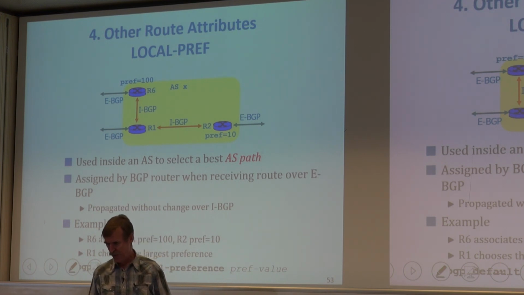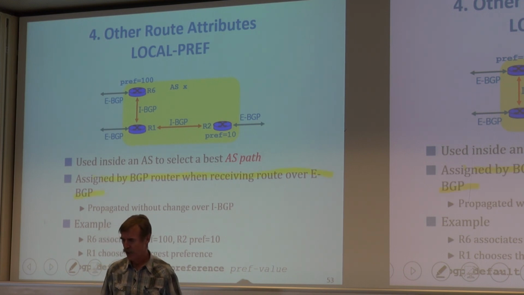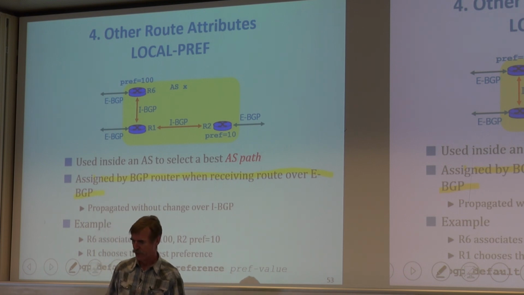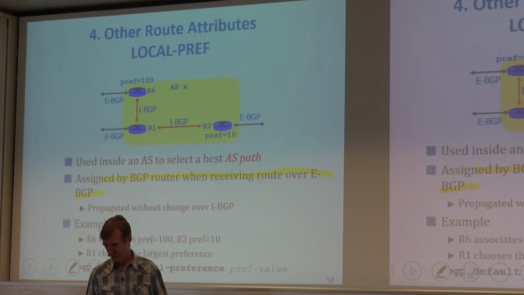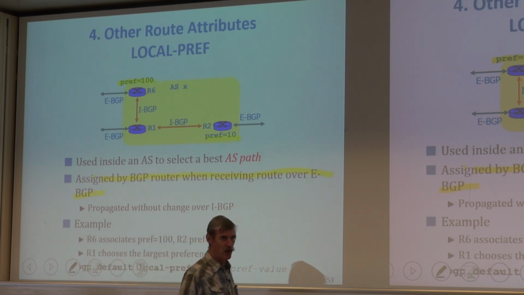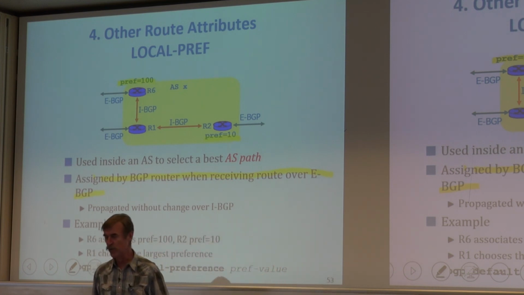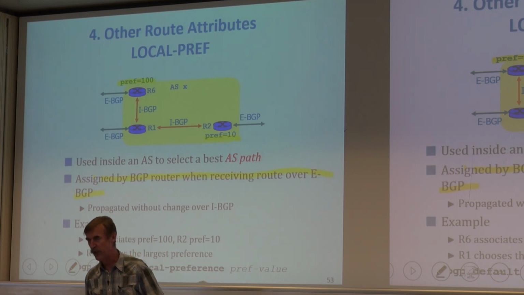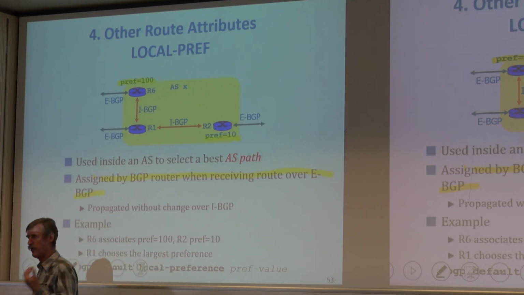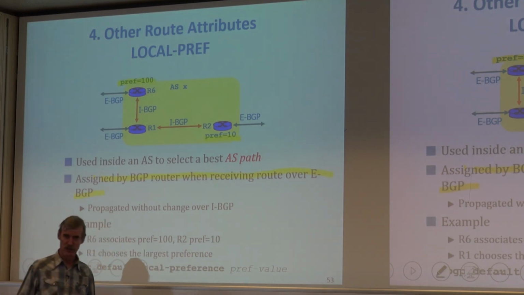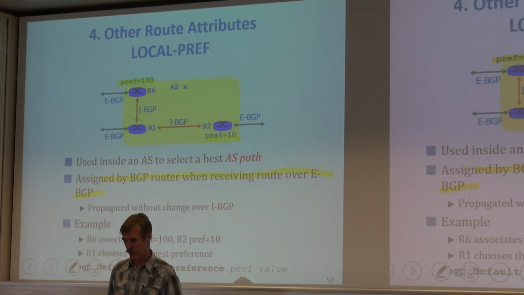Local pref is used only inside a domain and is assigned by a BGP router when it receives a route from the outside. For example, here, a route to a given destination received by router 6 could be programmed to be associated with local pref equal to 100, whereas the same route received from router R2 would be programmed with preference equal to 10. Here preference, as the name indicates, the higher the better. So the BGP decision process will always pick the one that has the higher preference.